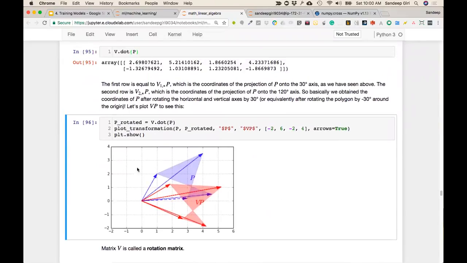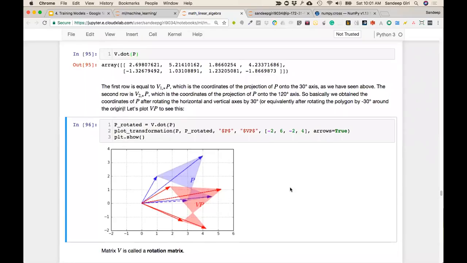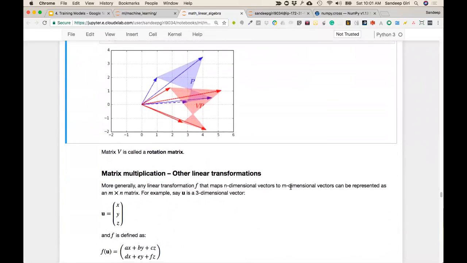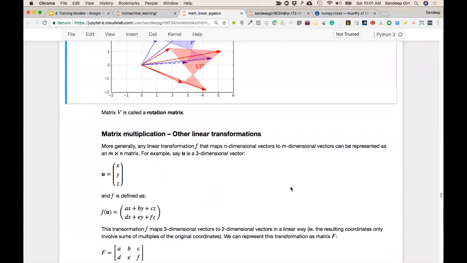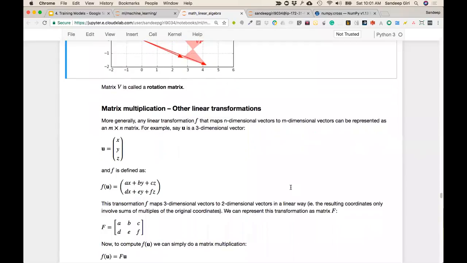Okay, so basically what we are doing here is we have defined four vectors, and we are projecting the shape onto those angles. That's all the significance here. So the important part is that a lot of image transformations, a lot of dataset transformations can be done using matrix multiplications or matrix operations. Okay, here is another example.